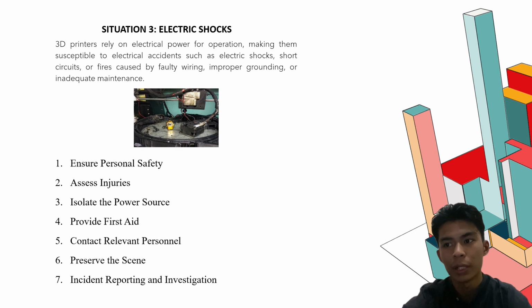Isolate the power source by turning off the power to the affected area or equipment if it's safe to do so. You can provide required help to the injured individual if you are trained and it's safe to do so. Notify the appropriate management or safety officer of the electrical accident. Next, preserve the scene and do incident reporting and investigation.